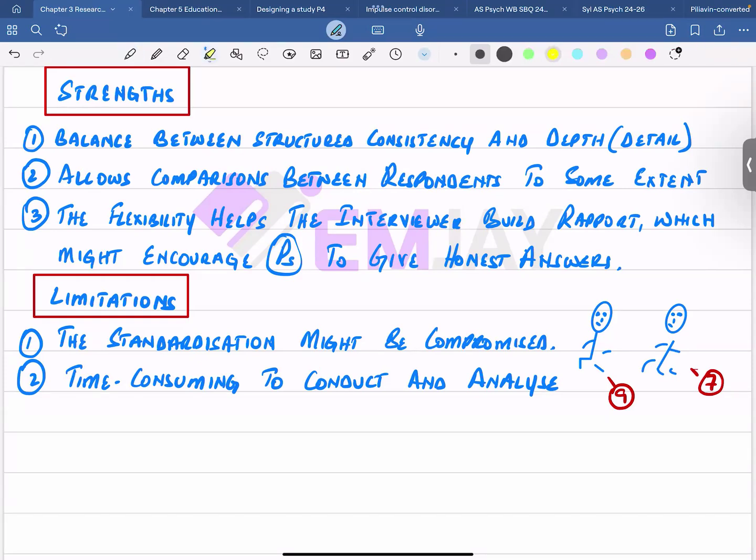The word over here is rapport, RAPPORT. Now, getting back to where we were, number three, another limitation to these types of interviews: they're more prone to interviewer bias.